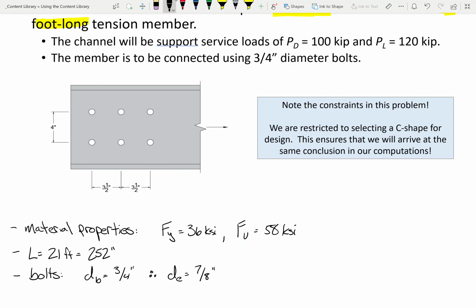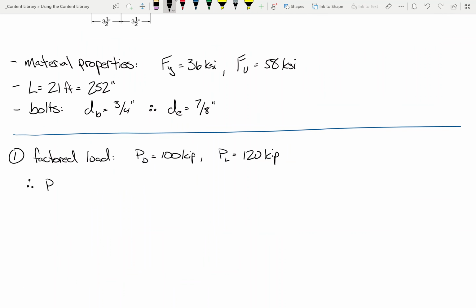So we were given that the dead load is 100 kips and the live load is 120 kips. So therefore, if I wanted to calculate the ultimate factored load, what would it be? 1.2 dead plus 1.6 live. There you go. Yeah, we don't need to look at any of the others.